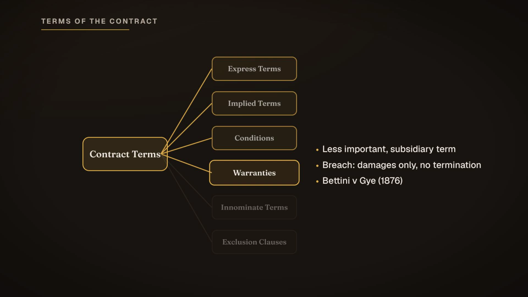The court held that the rehearsal obligation was a warranty, not a condition. It was subsidiary to the main purpose. Crucially, the innocent party could not walk away from the contract. They were limited to a damages claim for any loss caused by the missed rehearsals. As with conditions, labels in the contract are a starting point, but not conclusive.